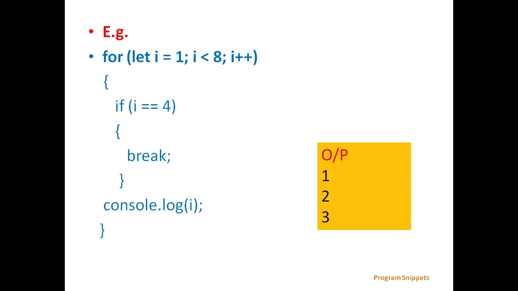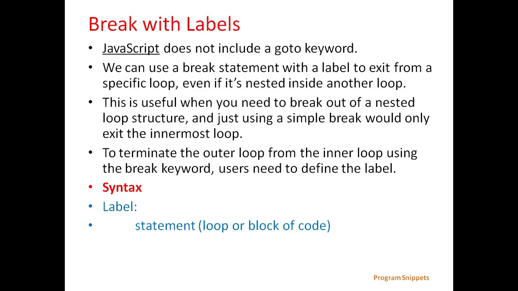For example, here we have used the for loop where i is initialized with 1 and the condition is given as i less than 8. And inside the for loop, if we check if i equal to 4, we'll break the loop and we'll print the value of i. When we execute this code, it will give the output 1, 2, 3. Since when value of i is equal to 4, it will break the loop and come out of the for loop.